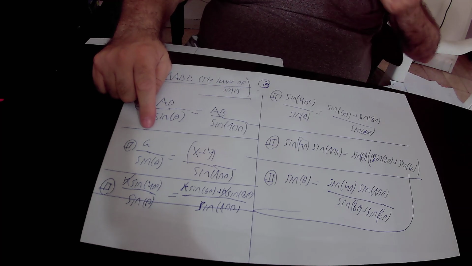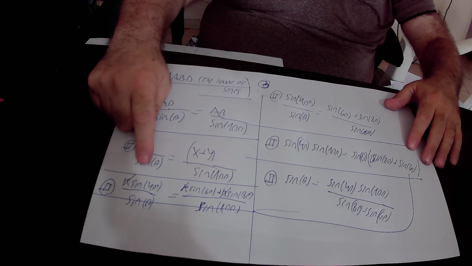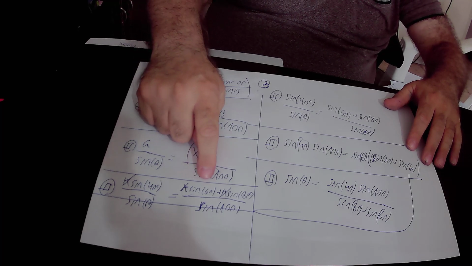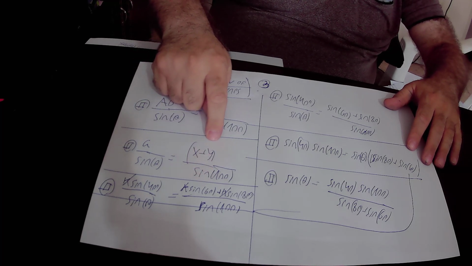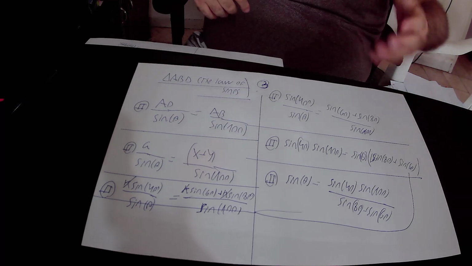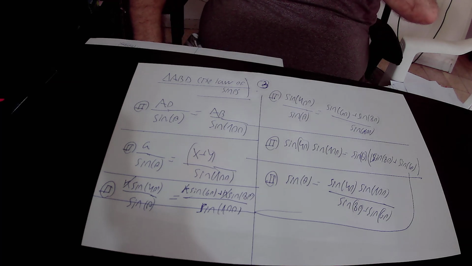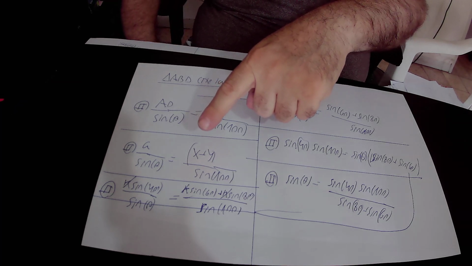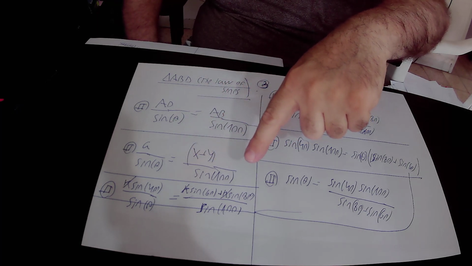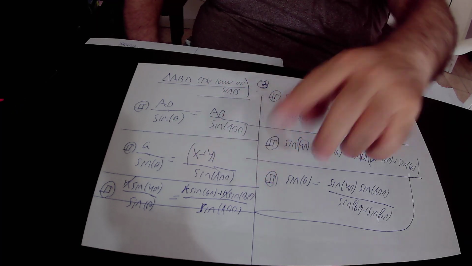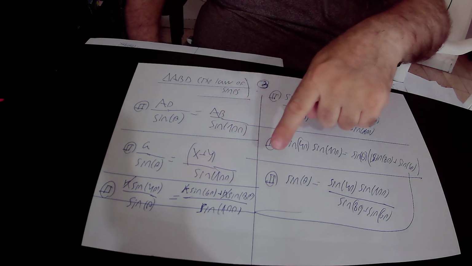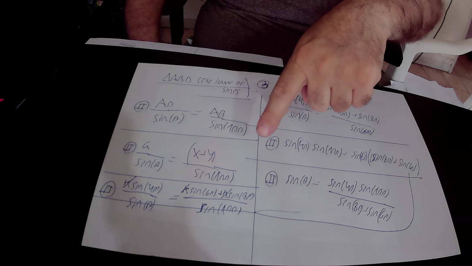Here we substituted A by k times sine 40 degrees, x by k times sine 60 degrees, and y by k times sine 80 degrees, which we found earlier for A, x, and y. And we got this expression: k times sine 40 degrees over sine theta equals k times sine 60 degrees plus k times sine 80 degrees over sine 100 degrees. Because we have k on both sides of the equation, k will get cancelled.